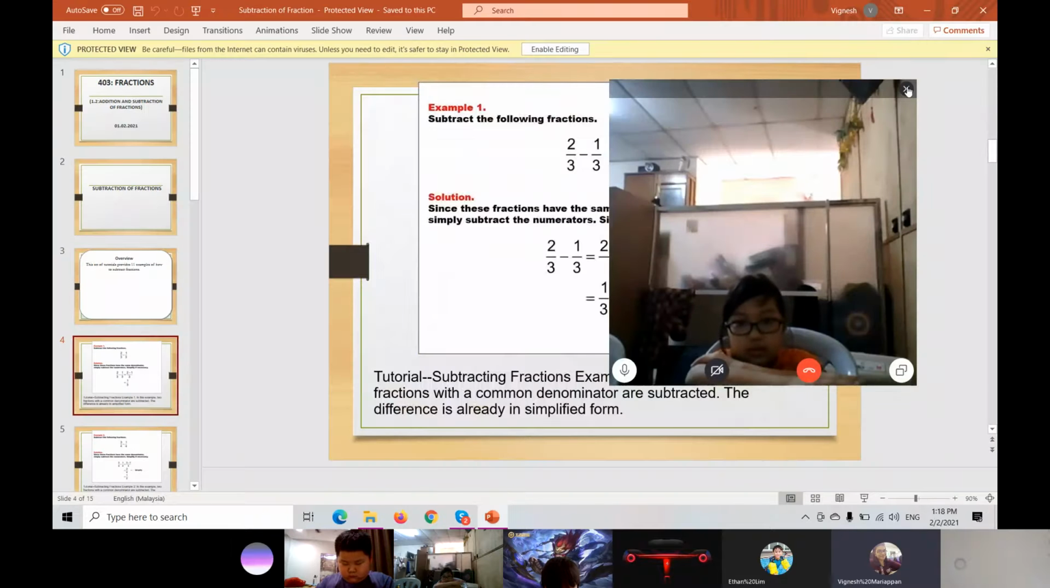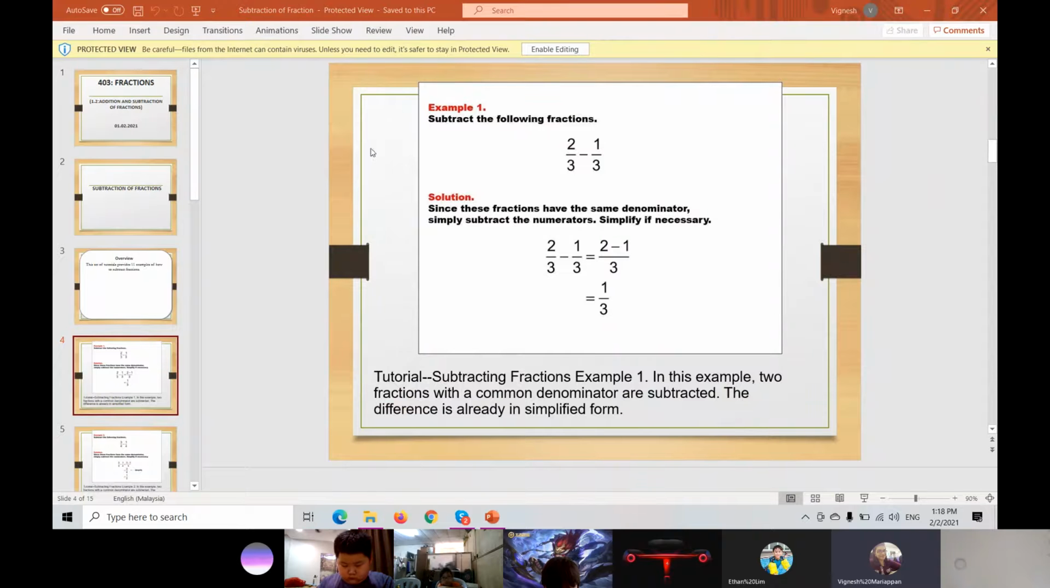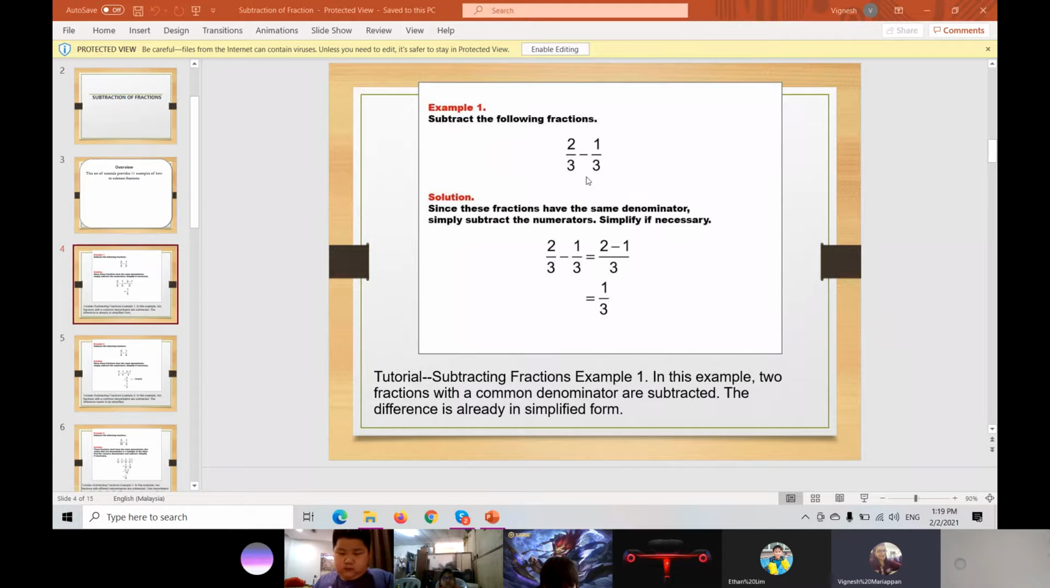Example number 1 is a very simple fraction. 2 over 3 minus 1 over 3 is equal to? The denominator is already what the teacher said. Please respond when teacher asks the question. 3 over 3. Hey, this one plus or minus? Minus 1 over 3. Very good. 1 over 3, because the denominator we don't have to make any changes. So 2 minus 1 is equal to 1. The answer is 1 over 3.